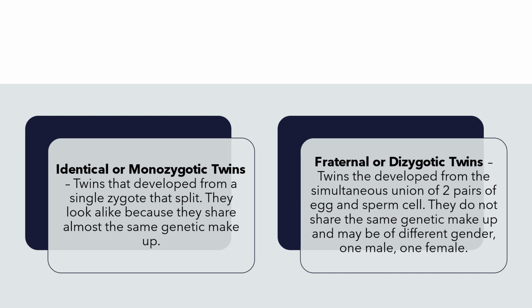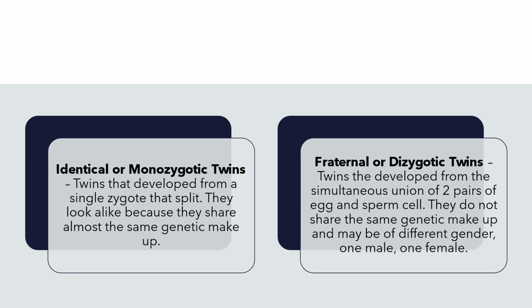So the monozygotic and the dizygotic twins are both twins, but they're different because monozygotic twins came from just one egg and one sperm. In short, they came from one zygote. One sperm and one egg cell meet together, that's already a zygote. The zygote then splits up, and that's how monozygotic twins happen.